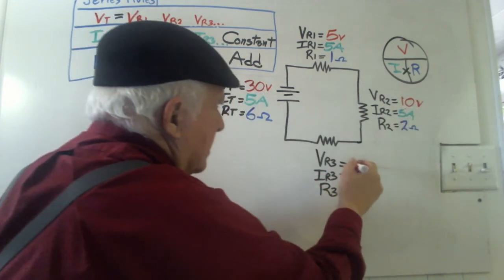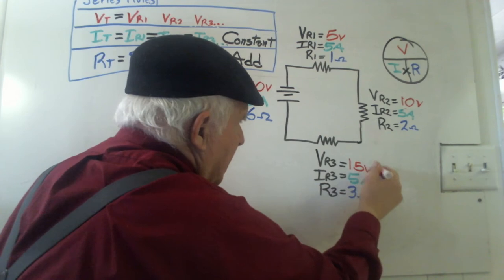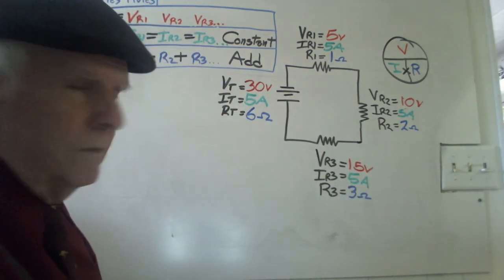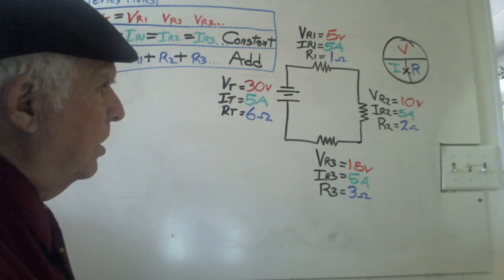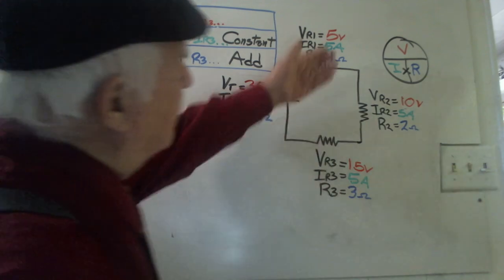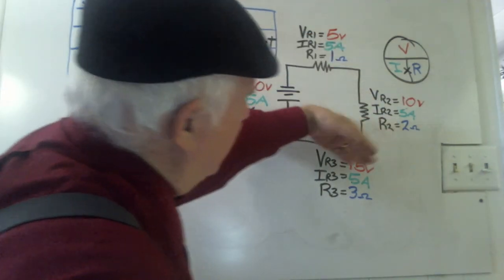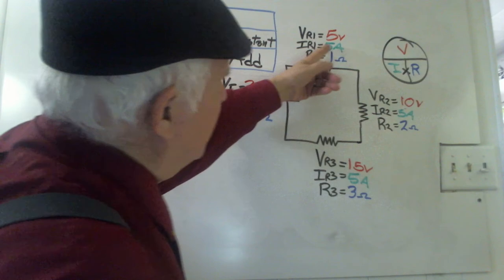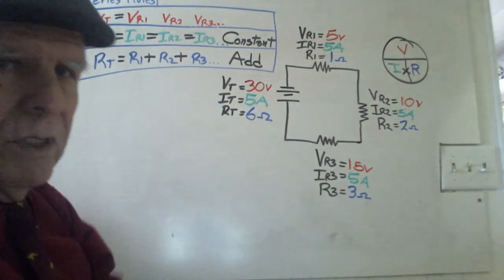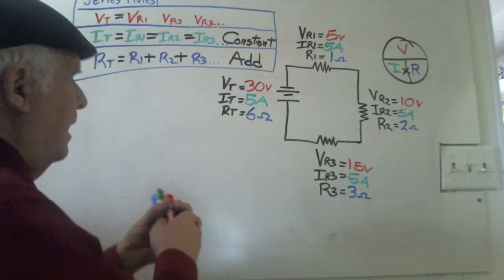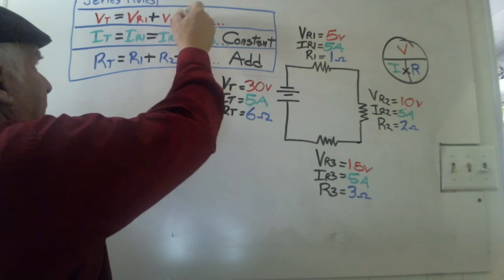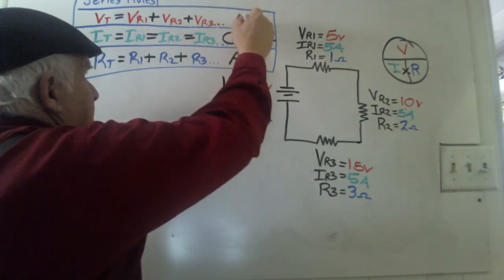5 times 3, 15 volts. So now we know how to get the voltage using Ohm's law. And if I was to take the 5 volts up here and add to the 10 volts here and add to the 15 volts here, how much total voltage would I have in this circuit? That would come out to 30, wouldn't it? So in this case, to get the total voltage, we simply add the resistors.